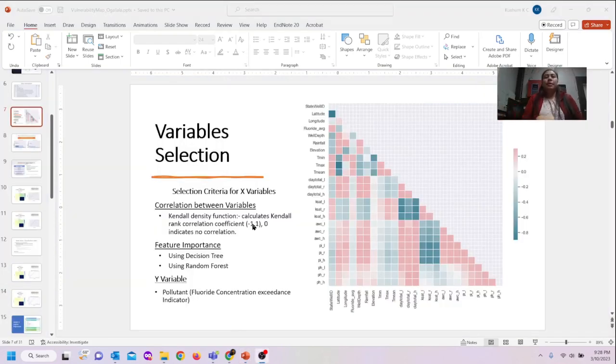Our next step after getting the data set is variable selection. Our Y variable is the fluoride concentration exceedance indicator, while our X variables should be independent of each other. So for that, we check the correlation between the variables themselves. For that, we use Kendall's rank correlation coefficient, where a value of 0 means there is no correlation. For the feature importance check, we use the decision tree and random forest. Both use a tree-based selection method.